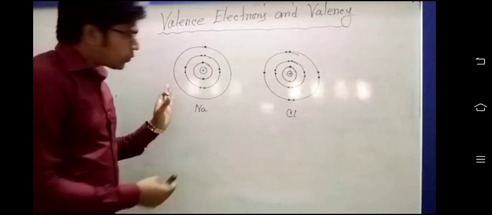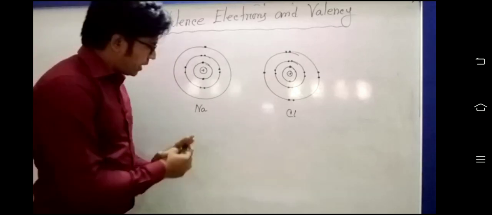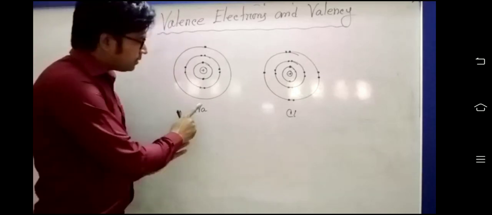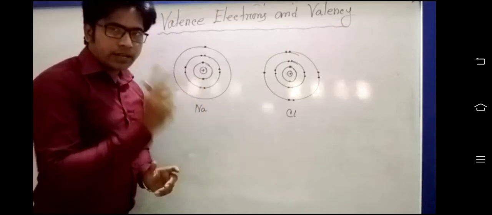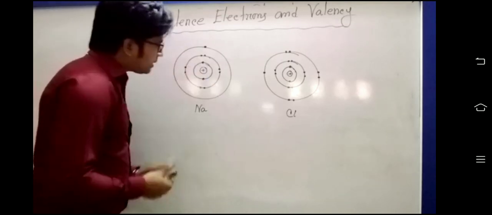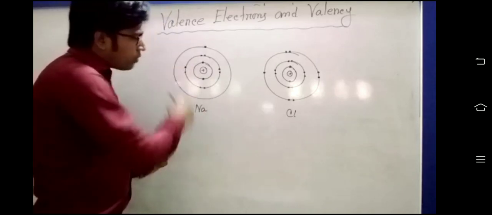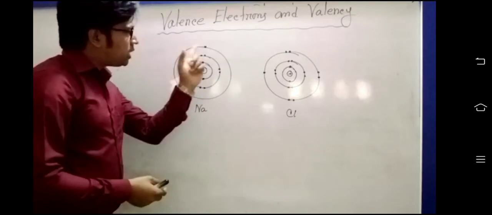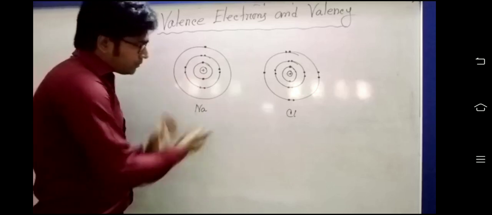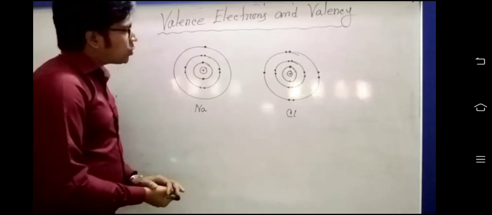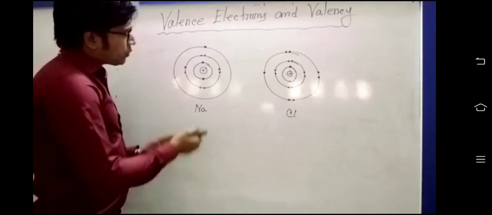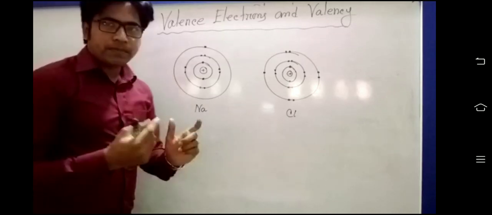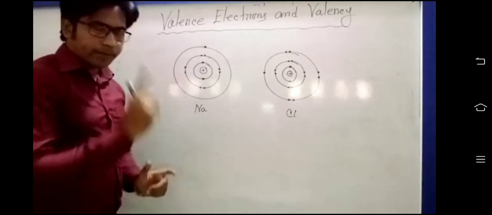Look, I draw the diagram of two elements. Here, sodium. This is the electronic diagram of sodium. Here in the first shell there are 2 electrons, in the second shell there are 8 electrons, and in the outermost shell of sodium there is only 1 electron. So from this figure we can say the outermost electron of sodium is 1, and this is the valence electron of sodium. So the valence electron number of sodium is only 1.